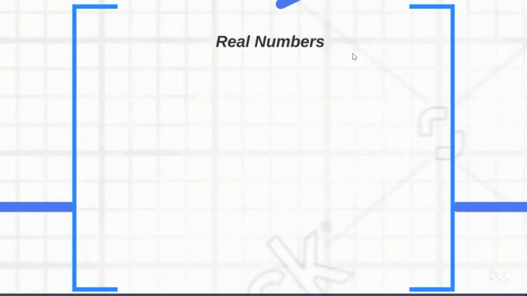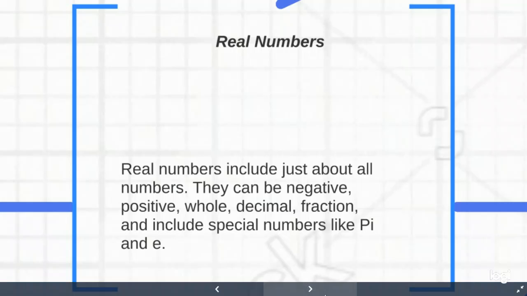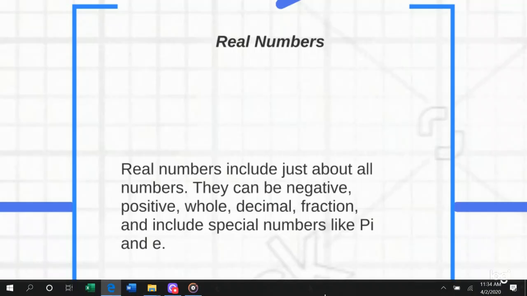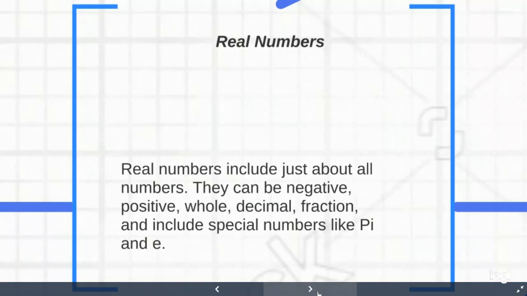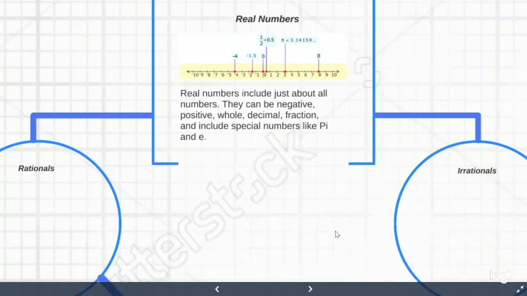So this chart in your book is real numbers. We're going to see this breakdown. So real numbers, like I just said, they include just about all numbers: negative, positive, whole, decimal, fraction, special numbers like pi, other numbers you haven't even learned yet like e. Yes, e is a number. And they're all over the number line, just like I drew. Now, these real numbers are broken into two groups. On the left, we see the group of rationals. On the right, we see the group of irrationals.